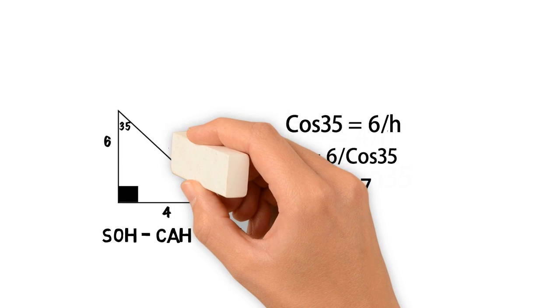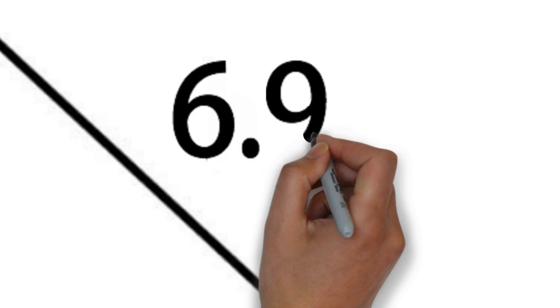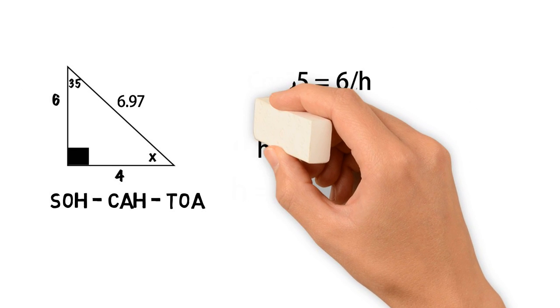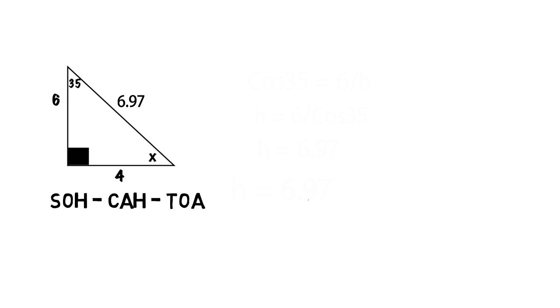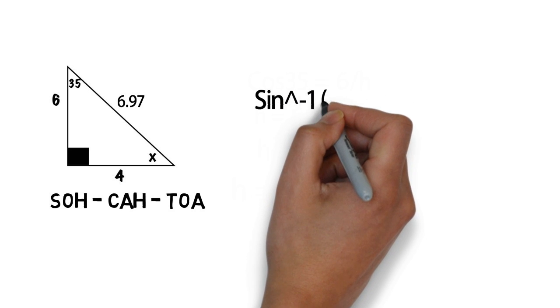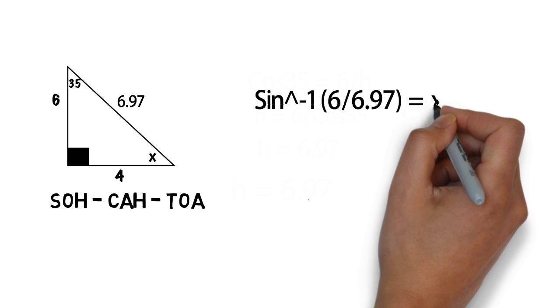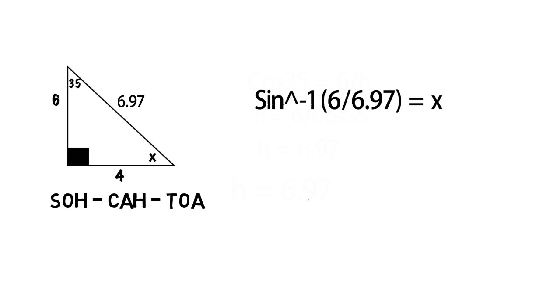Now we know all the parts of the triangle besides unknown angle x. We can't find this using sine, cosine, or tangent, but we can use their inverse. We're going to use the inverse of sine. To do this, we'll type into our calculator sine inverse 6, because 6 is the opposite of our unknown angle x, over 6.97, our hypotenuse. This should give us that x equals 55.